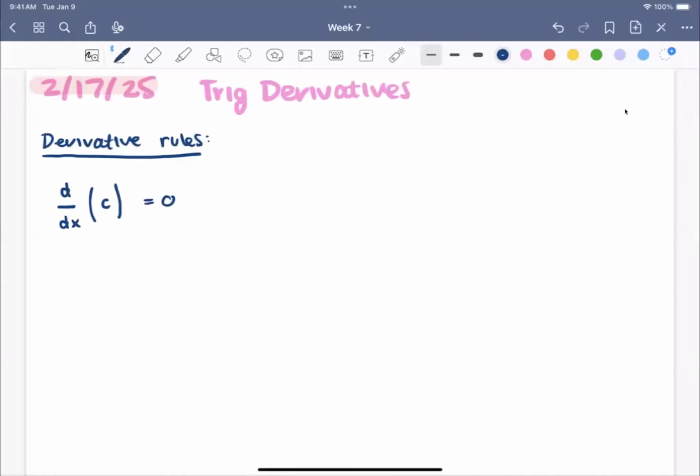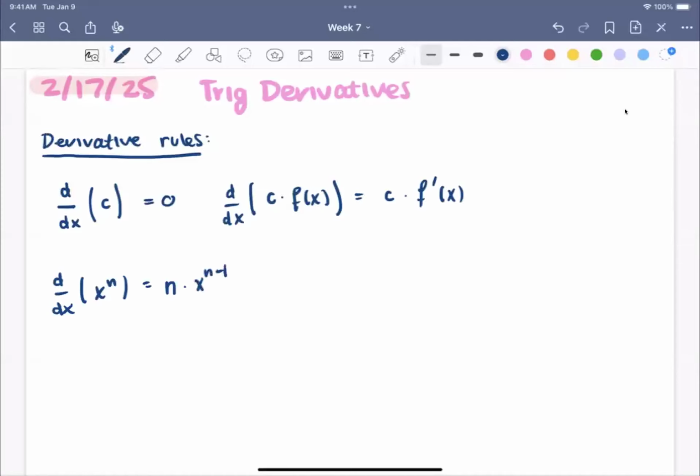We have a constant multiple rule, which says d by dx of a constant times some function in x is the same thing as the constant times the derivative of that function, which we often write as f prime of x. Then we also saw the power rule. And this is equal to n times x to the n minus 1.